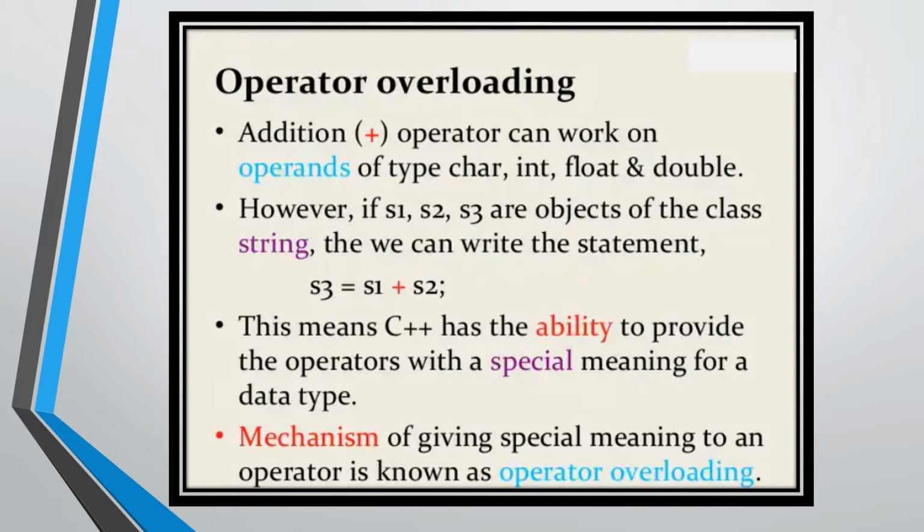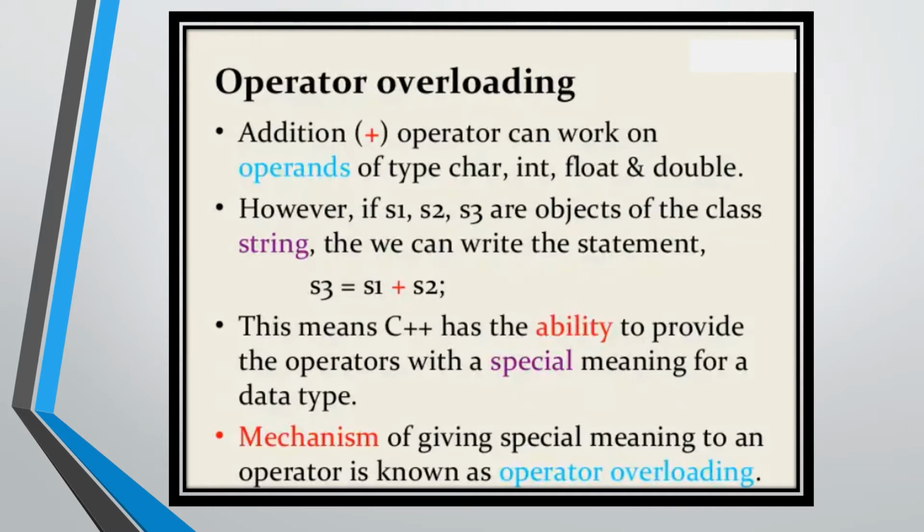Built-in data types means what? At the time of programming language design, some ready-made features are added to that language so that they can be easily and automatically accessible in the editor or in the coding of that program. So when we perform addition, the operator can work on operands of type char, int, float and double. These character, integer, float and double types are the built-in data types.